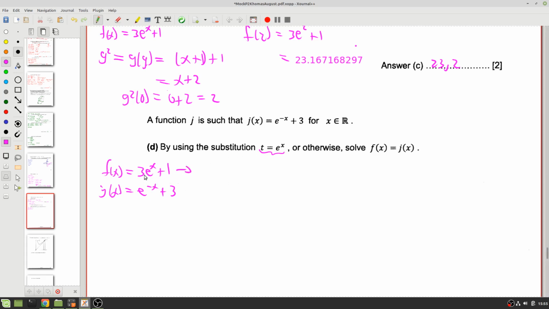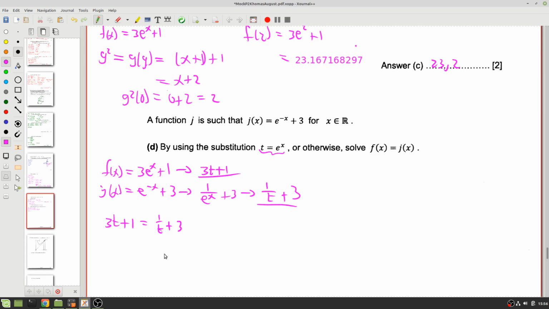So f of x, the nice thing is e to the power x is already part of the equation, so we can just replace e to the power x with a t. Okay, in this one, well, we don't have e to the power x, so how can we get that? Well, we can change this so the exponent sign changes by moving it to the bottom of the line. 1 over e to the x plus 3, and now we can change the e to the x into a t. Okay, so here are our two equations. We want to set them equal to each other. So 3t plus 1 equals 1 over t plus 3.